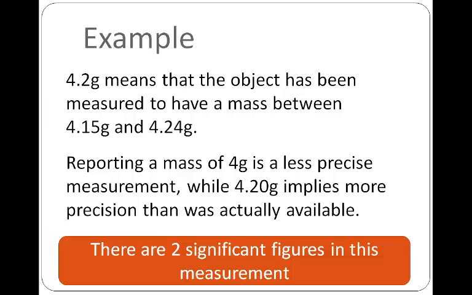If I had measured 4.20, that would be three significant figures. But I didn't measure to 3, I measured to 2 significant figures. All right, there's a whole bunch of rules to this. They're on your paper. We're going to go through them. You ready? Rule number 1.